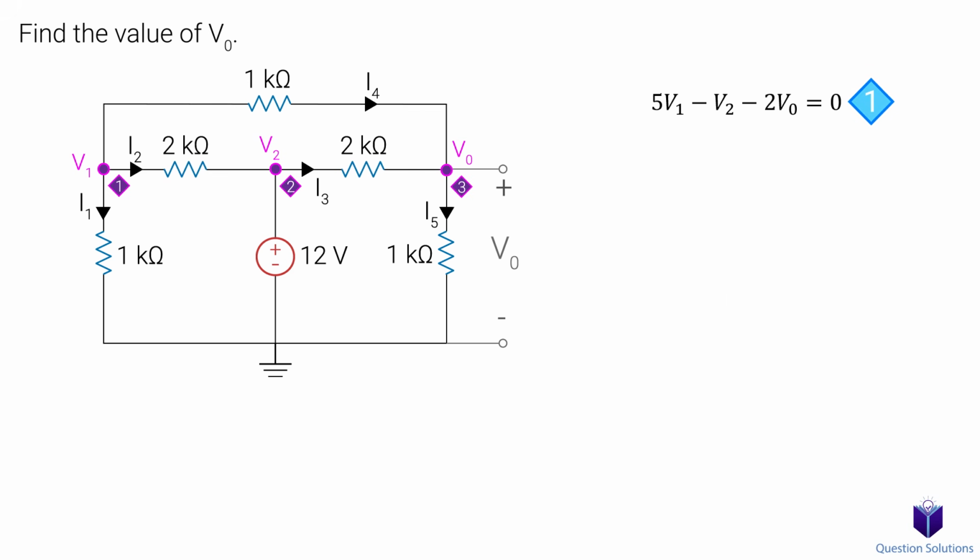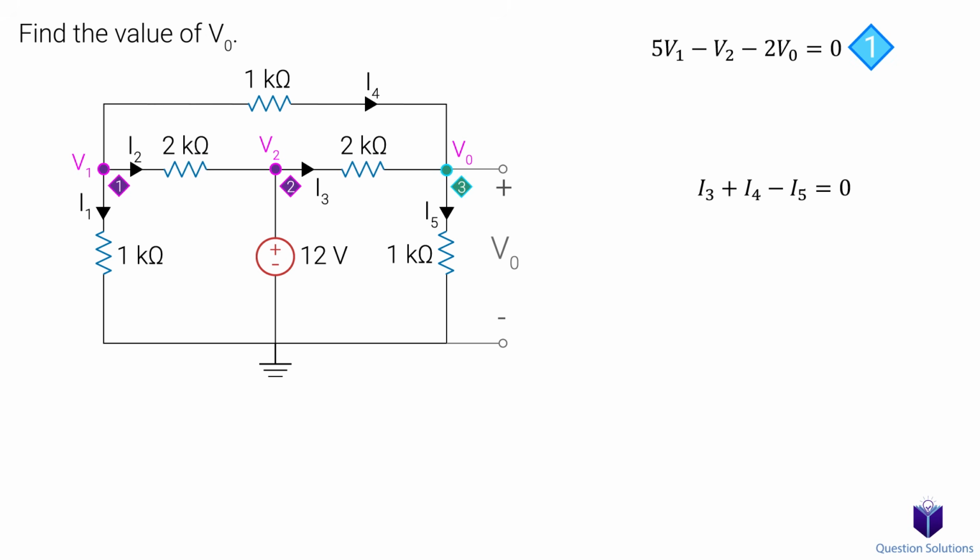Next, I'm going to skip node 2 for now and go straight to node 3. Let's write our KCL. We have I3 coming in, I4 coming in, and I5 leaving. Let's write these in terms of nodal voltages. I3 is leaving V2, so it's at a higher potential. That means it's V2 minus V0 over the 2K ohm resistor.